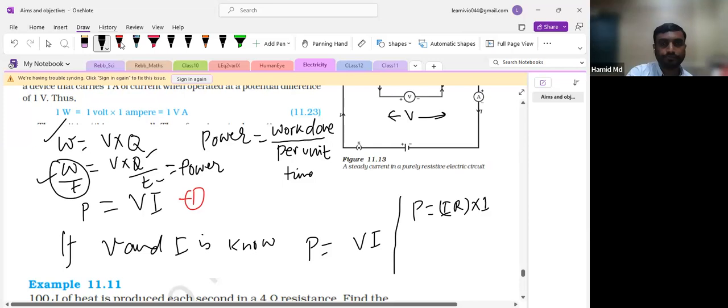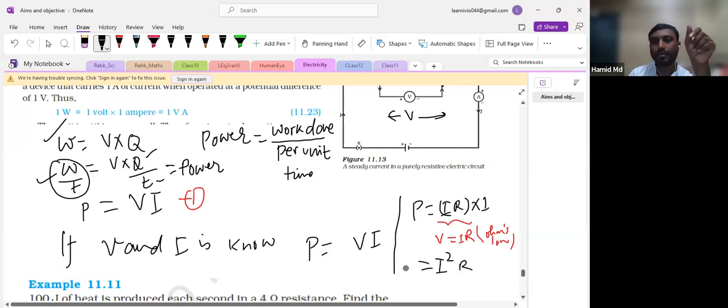V is equal to IR. This is Ohm's law, V is equal to I times R, right? We already studied Ohm's law. Any confusion? No, sir. So now we will write it like this: power is nothing but I square R. I and I will be multiplied, so it will be I square times R. So this is another definition of power, right?